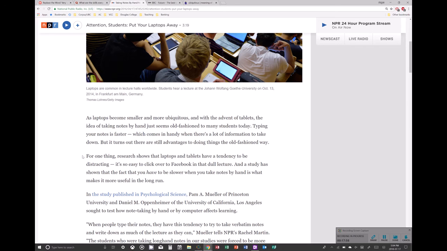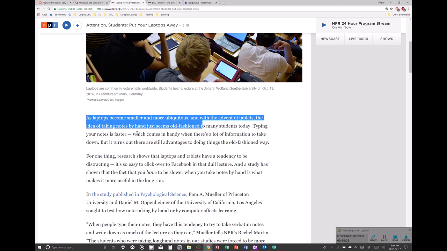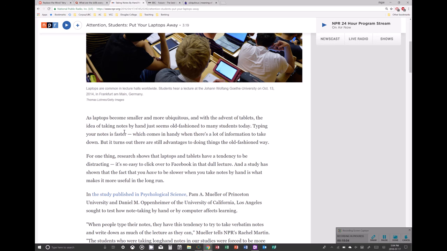So you may skim and scan the first sentence of each paragraph. So here it's talking about laptops being more ubiquitous. But don't forget, with essays, you have your thesis statement usually at the end of your first paragraph. Yes.